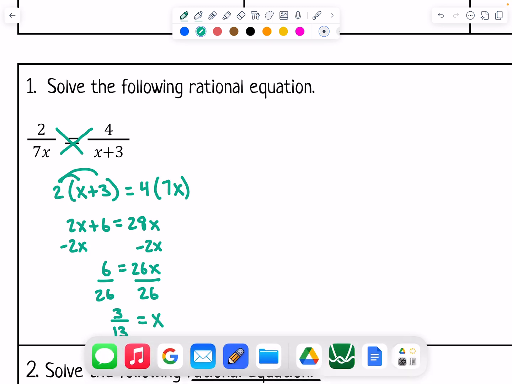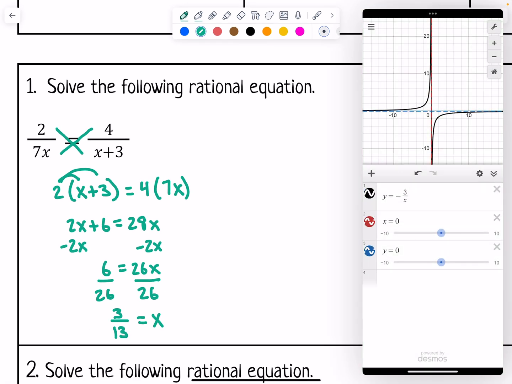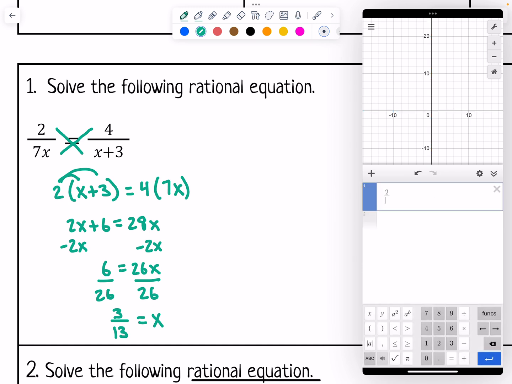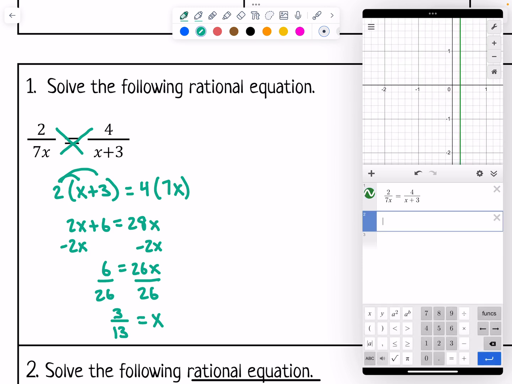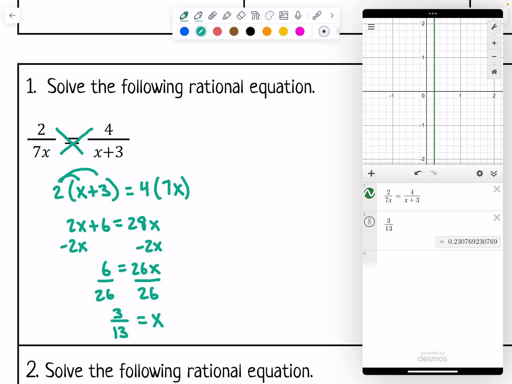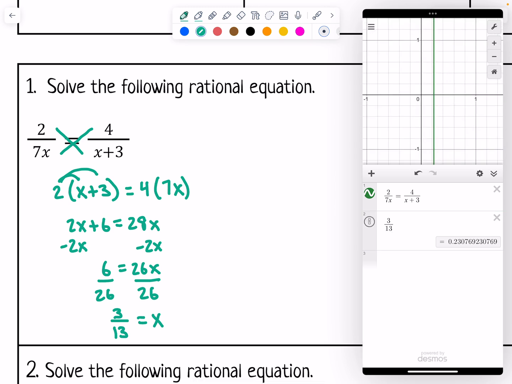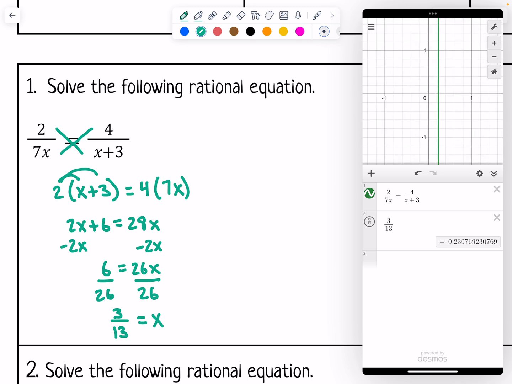Now, if we would like to check that answer, we can check it with Desmos by typing it in and checking the x-intercept. So if I just type the original problem, I'm just looking for the x-intercept to see if it looks like what I got for my answer. So let me type in the original problem. Then I also have a fraction, so I'm going to get a decimal for that, which would be 0.23. So you can tell from your x-intercept, it does look like it's about in the right spot for that.